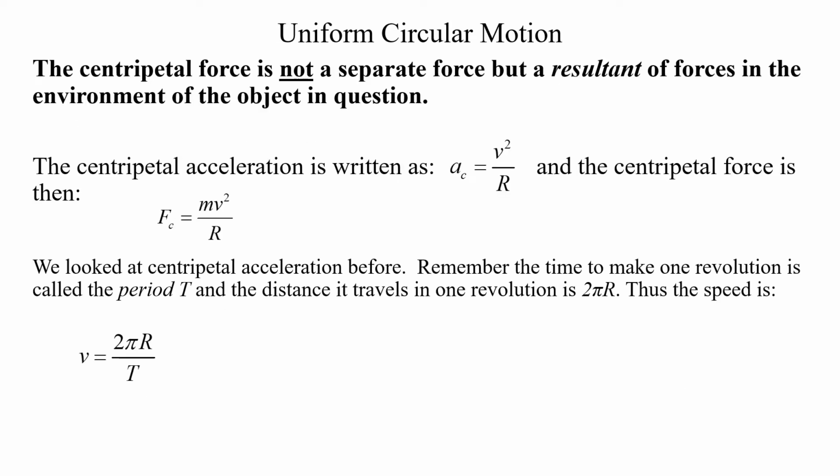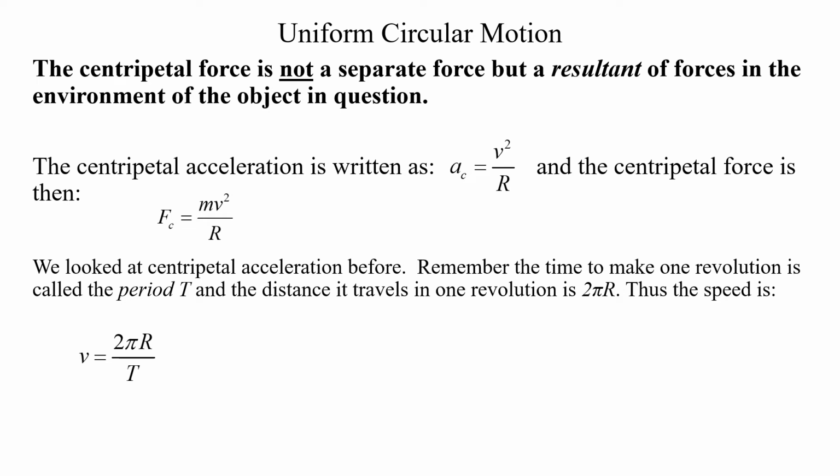All right, so this is very important. This is why it's in bold. The centripetal force is not a separate force, but a resultant of forces in the environment of the object in question. So when we sum the forces to equal ma, as in applying Newton's second law, the centripetal force is the ma. It's not one of the forces that we sum up. It is the result of the sum of the forces. We write centripetal acceleration as v squared over r, and so the centripetal force is mv squared over r.